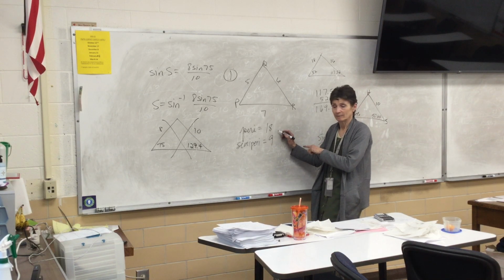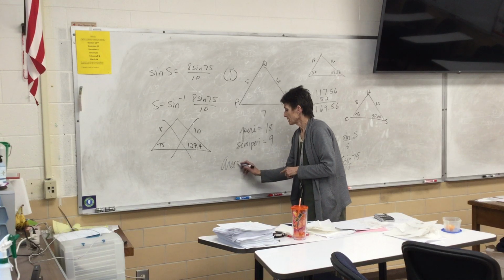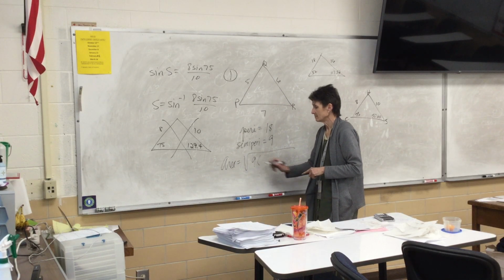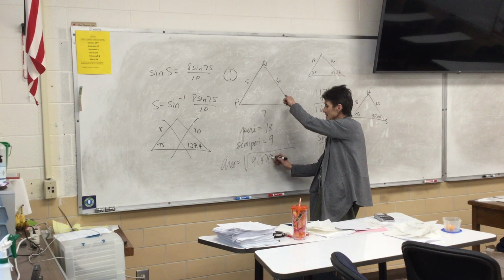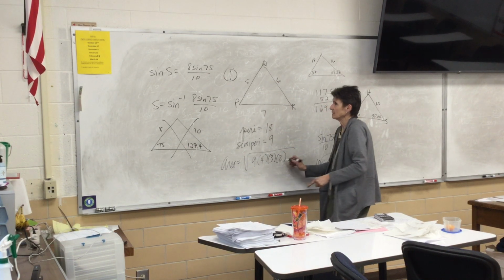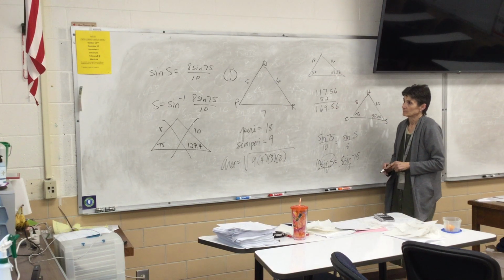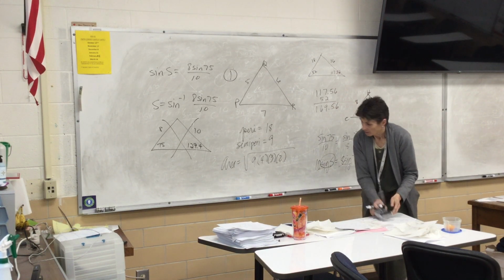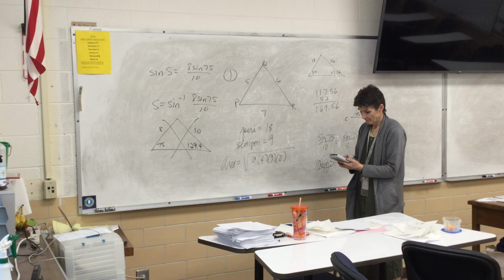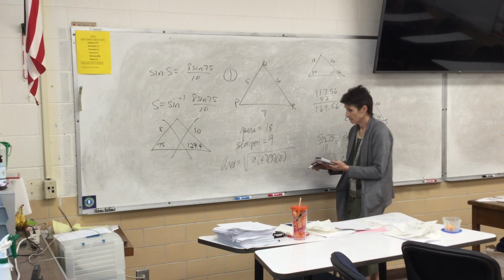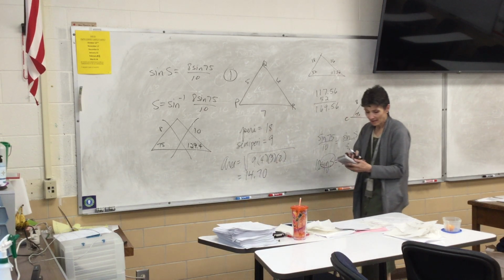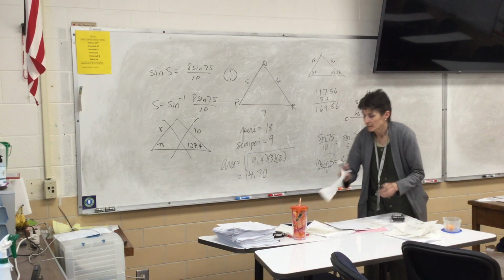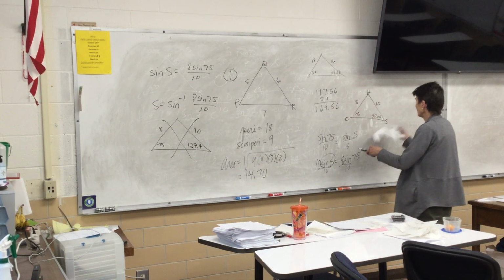We use 9. So the area is the square root of 9, and then 9 minus 5, 9 minus 6, and 9 minus 7. Multiply them all together. Take the square root. The answer is 14.70. The area of that triangle is 14.70.